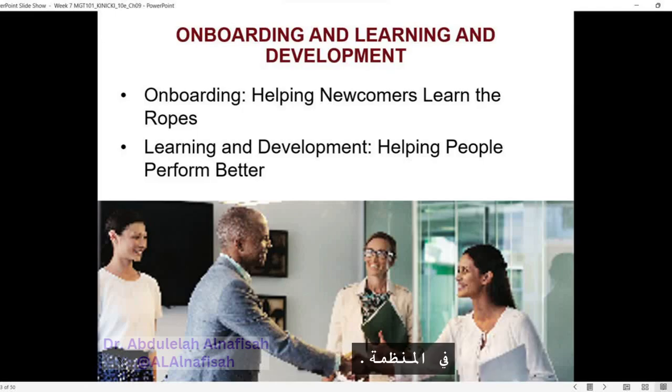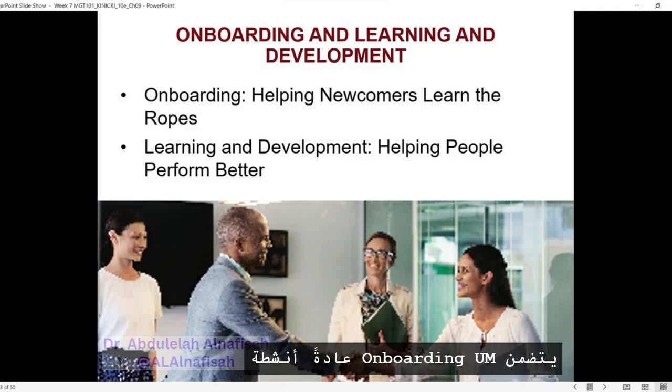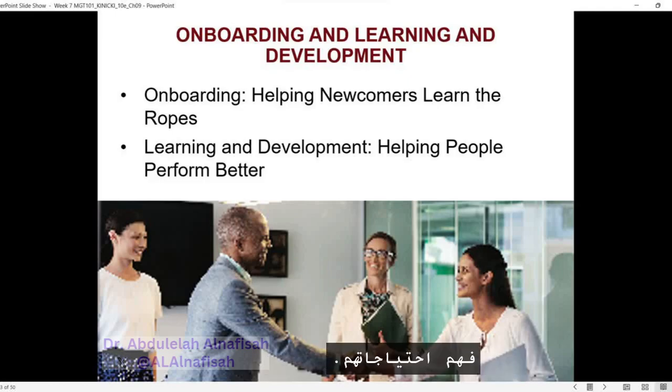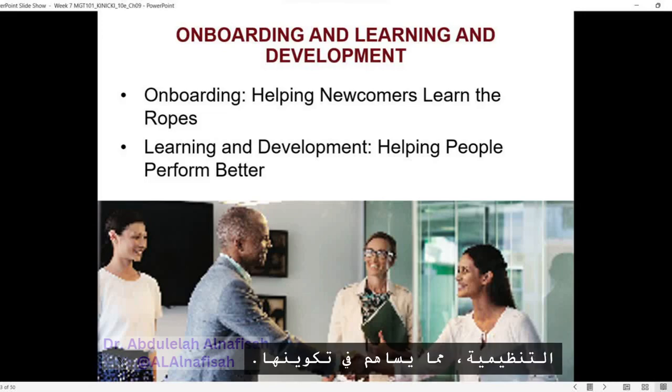members of the organization. Onboarding typically includes activities such as introducing the organization's mission, values, and policies, providing job-specific training, facilitating introductions to colleagues and key stakeholders, and clarifying performance expectations. Effective onboarding programs help newcomers understand their roles, build relationships, and quickly adapt to the organizational culture, which contributes to their job satisfaction and performance.